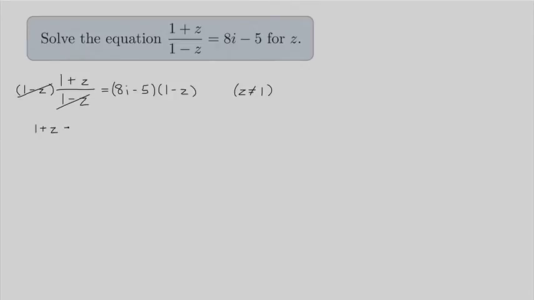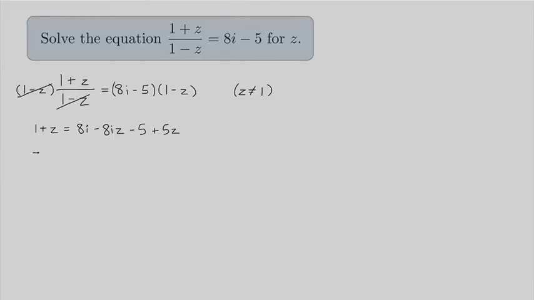On the right-hand side I have to FOIL this out. So first I have 8i times 1, that's 8i. Then I have 8i times negative z, that's negative 8iz. Then I have negative 5 times 1, that's negative 5. And then I have negative 5 times negative z, that's positive 5z.